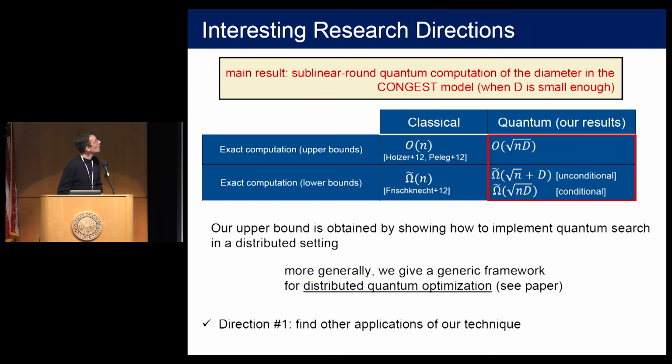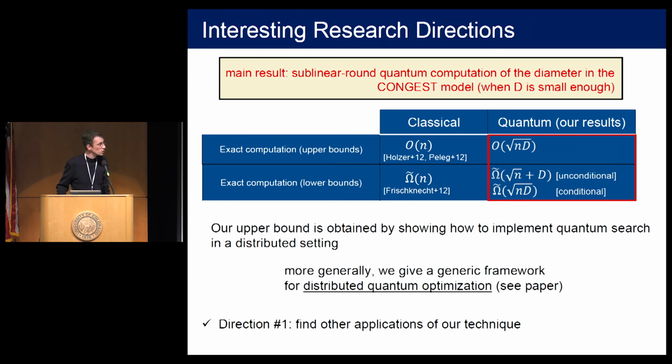So now a few research directions. First, our upper bound is obtained by showing how to implement quantum search in a distributed setting. And more generally, our paper gives a generic framework for distributed quantum optimization. So how to maximize or minimize a function. It can be seen as a generalization of quantum search. So it's a very general technique.